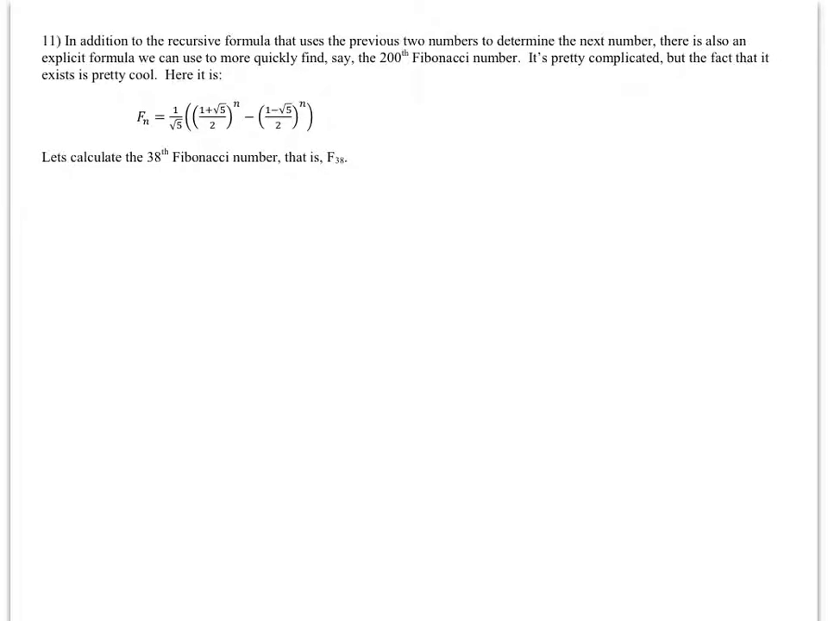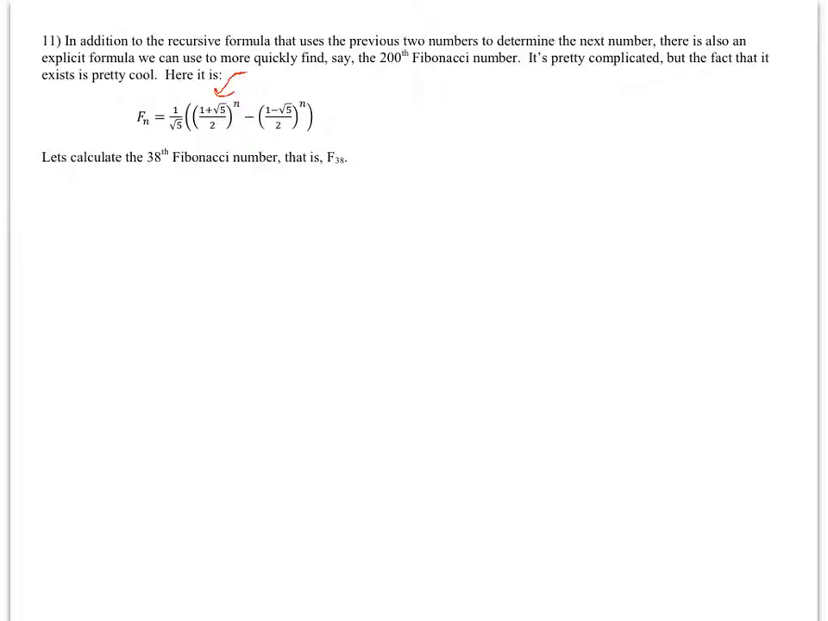So in addition to the recursive formula that uses the previous two numbers to determine the next number, there's also an explicit formula that we can use more quickly to find, say, the 200th Fibonacci number without having to calculate 199 numbers before it. It's pretty complicated, but the fact that it exists is cool, and you can see that the golden ratio is in there.